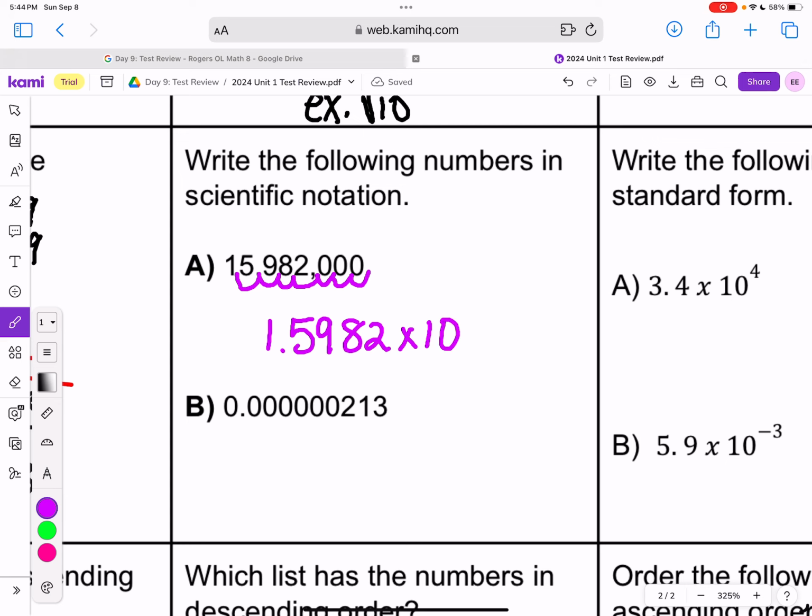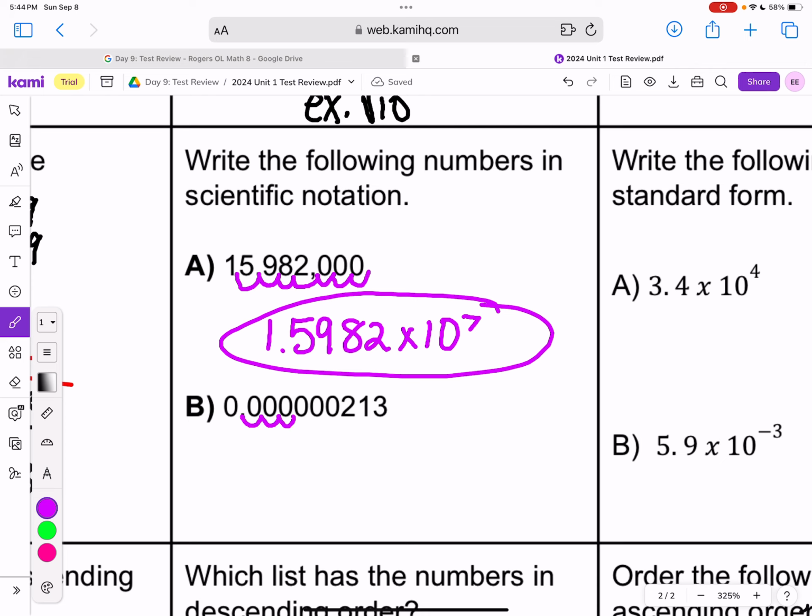And then this one is definitely less than 1, so it's going to have a negative exponent. So remember, you only want one number in front of the decimal. So 1, 2, 3, 4, 5, 6, 7. Okay, so 2.13 times 10, it's less than 1, so negative 7.